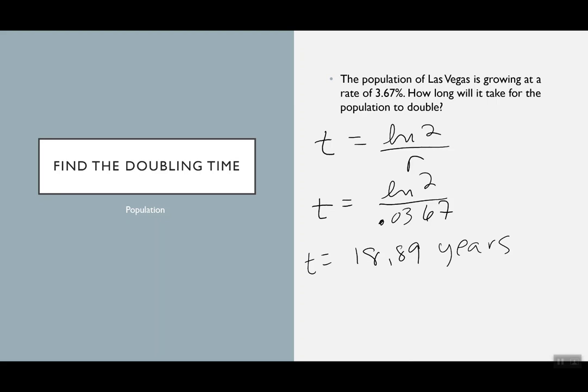So this says in 18.89 years, whatever the population of Las Vegas is now, I will have twice as many people, right? That's important for cities to think about when they're planning for streets, when they're planning for schools, when they're planning for how many restaurants and hospitals and everything else they have, is where are we now? Where are we going to be in the future?